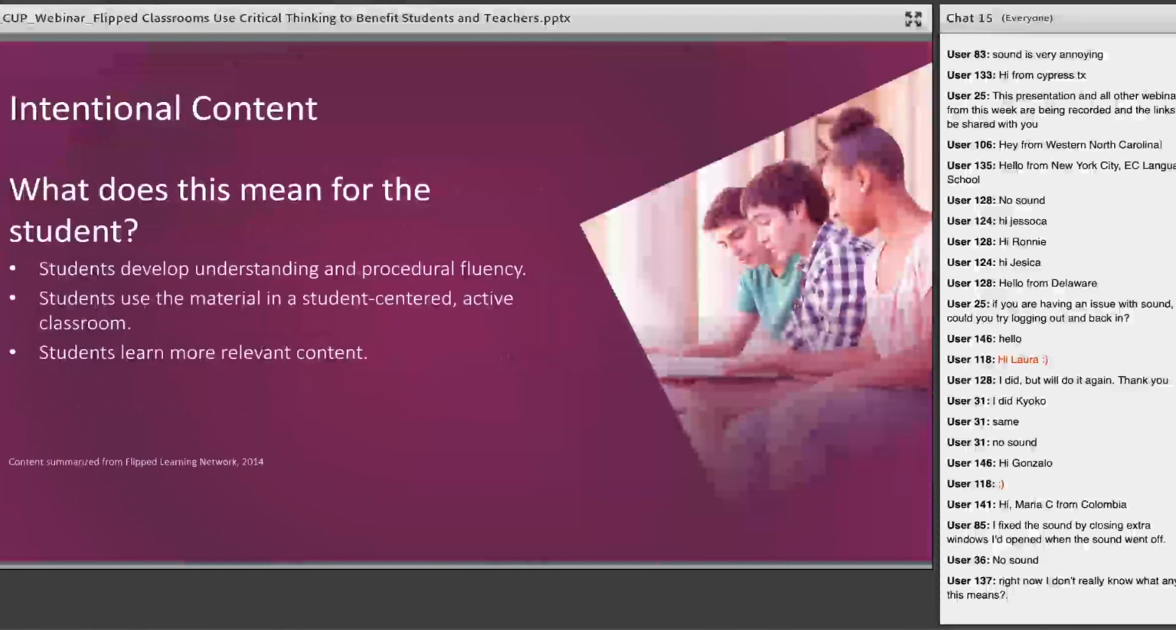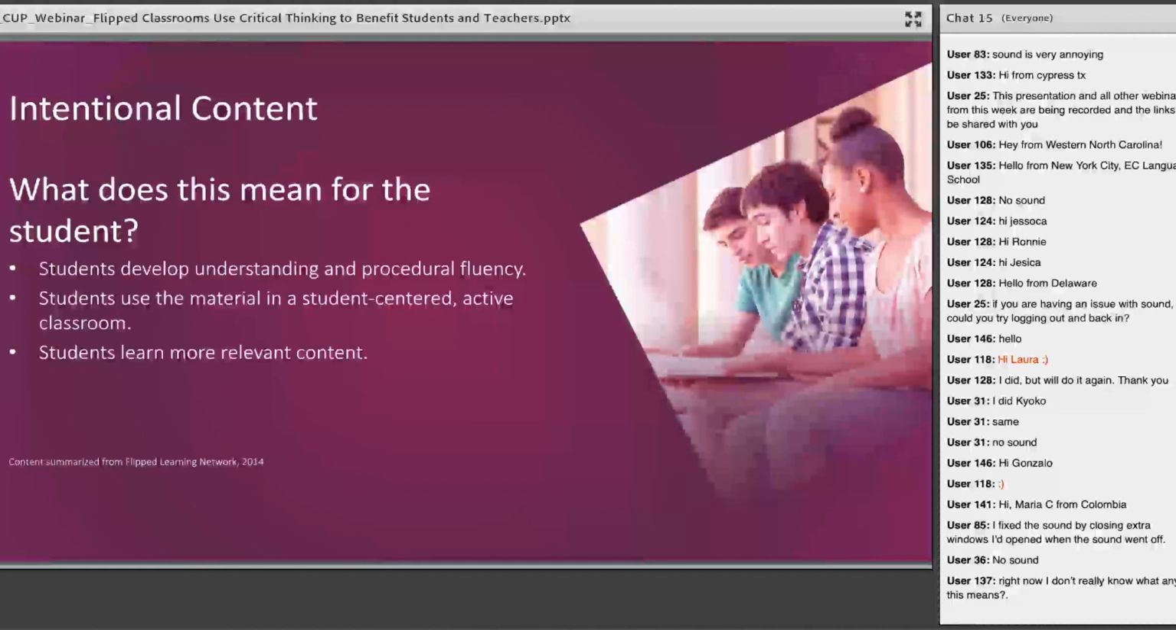The I in flipped learning stands for intentional content. So what does this mean for the student? Well, the content for class has been carefully selected by all of us. I mean, there is a reason that we teach what we teach.